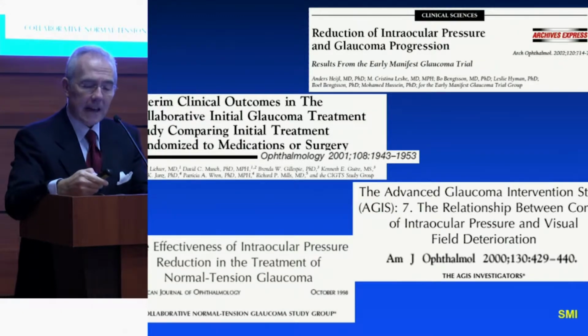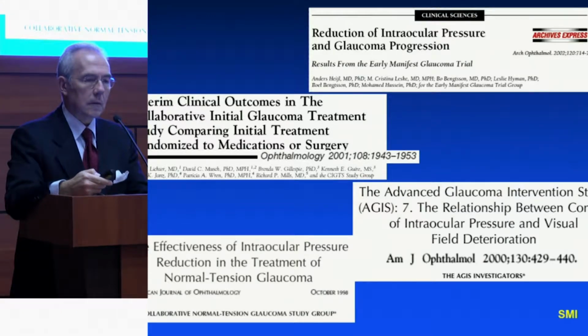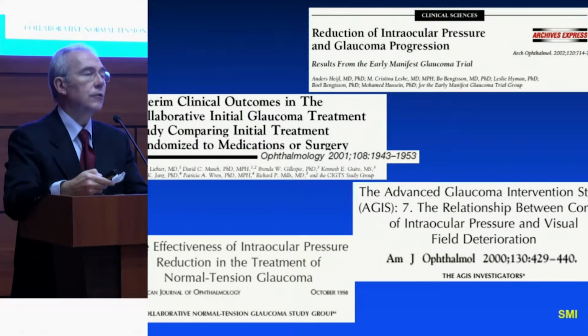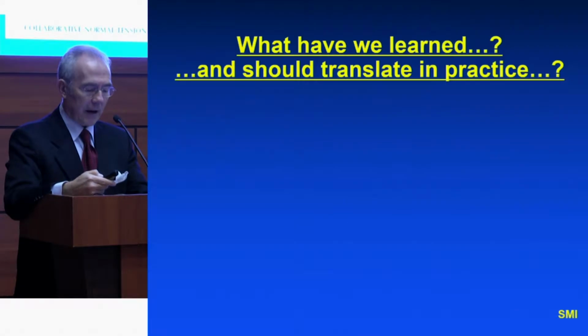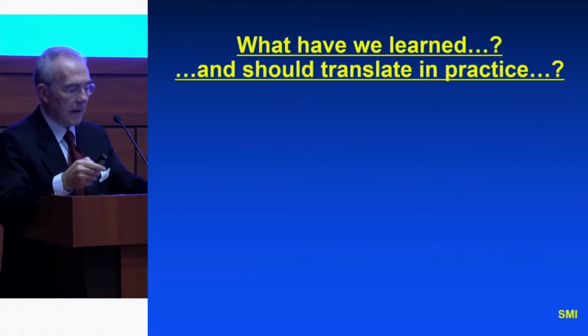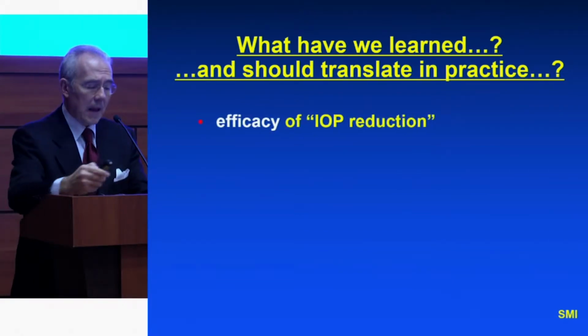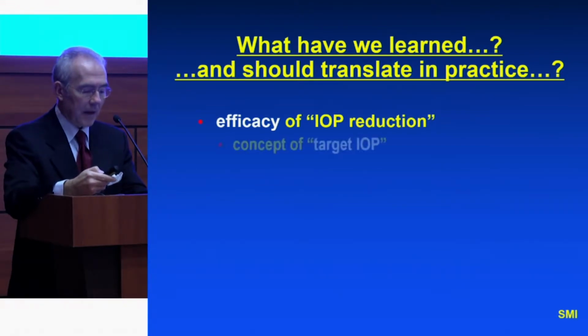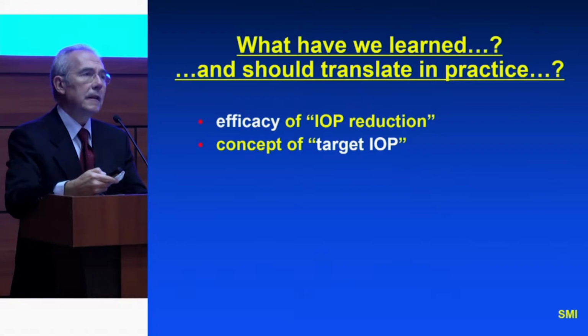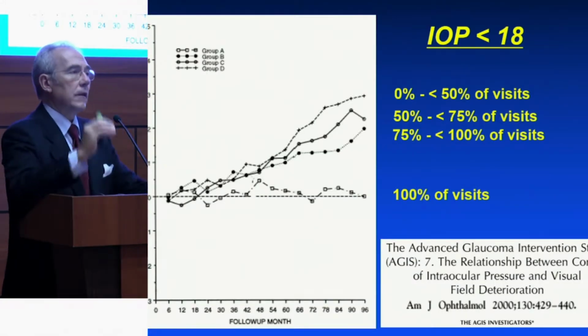During those decades, we had a number of studies that have led to the validation of a number of concepts that are today the standard of our practice. So what have we learned that should translate into practice? First of all, we learned that in order to treat our patient, we need to effectively reduce the IOP. And the concept of target IOP to be reached during the monitoring of our patient has been developed. What is the basis of this concept?